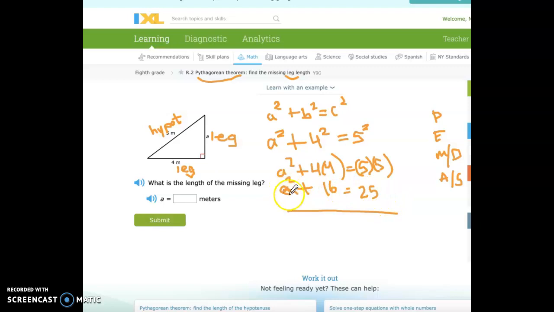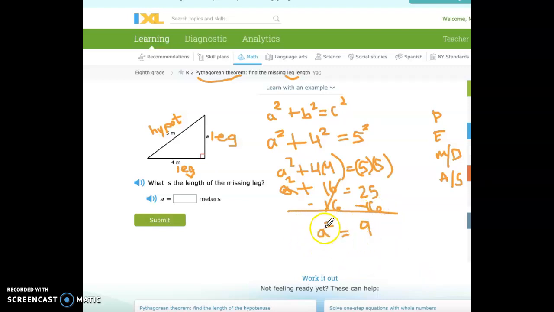We're trying to get the a squared by itself. So we need to move this 16 to the other side, but you can't just move it. You have to make sure it's like a balance. If you move it from one side, you have to do it to both sides. So on here, I'm going to subtract 16 from both sides. I'm left with a squared. Use your calculator again, 25 take away 16. Punch that in. You should get back 9 for that answer.